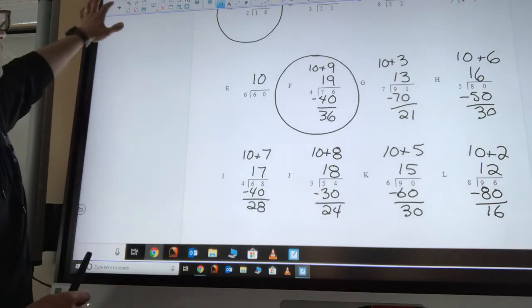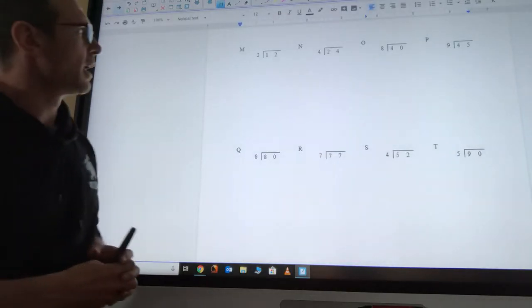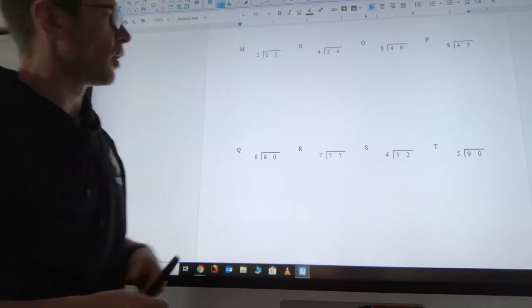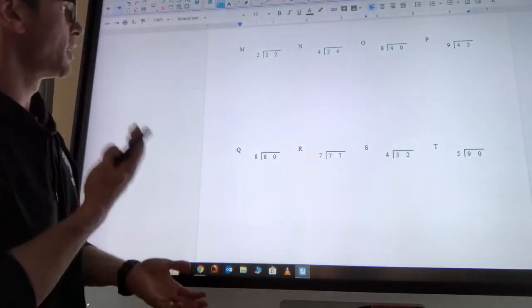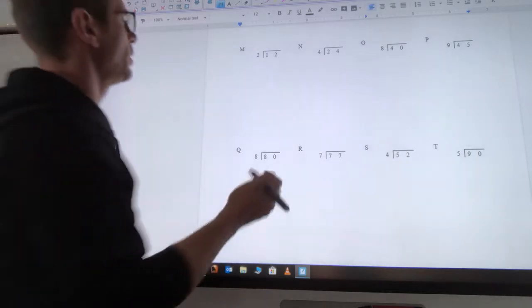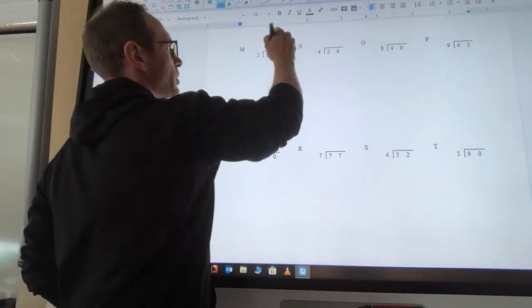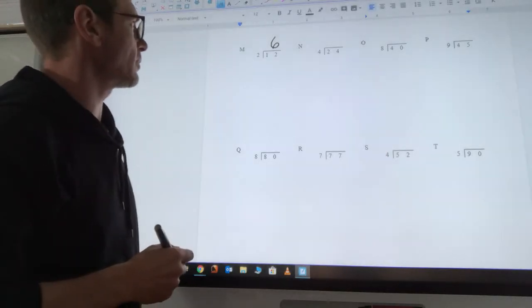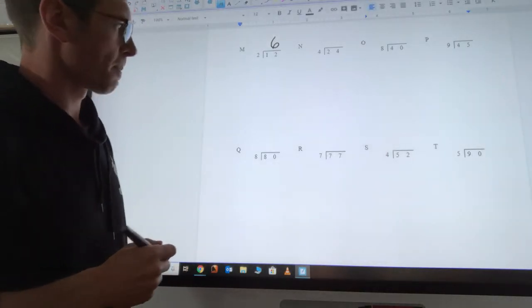Okay, let's jump to the other side of the page. We'll review these ones. So m is 12 divided by 2. Well, I know that's going to be less than 10 because 2 times 10 is 20. So 20 divided by 2, well, it takes 6 2s to get to 12. So 6 times 2 is 12. 12 divided by 2 is 6.